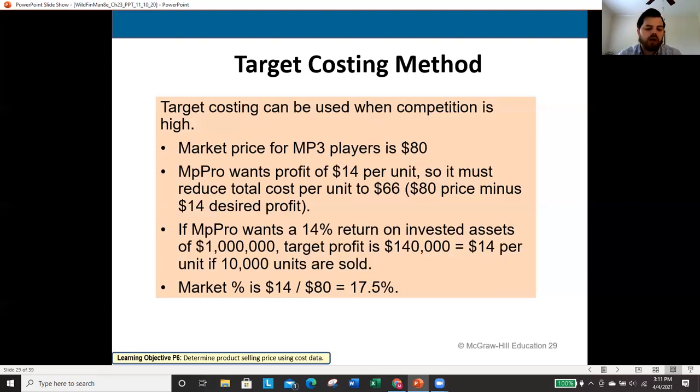So if MP Pro wants a 14% return on its invested assets of $1 million, target profit, of course, is $140,000, $14 per unit if 10,000 units are sold. So that market percentage, 14 divided by 80, should come out to 17.5%. So that is what we see here.